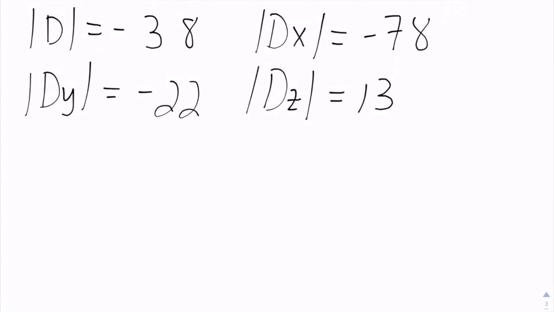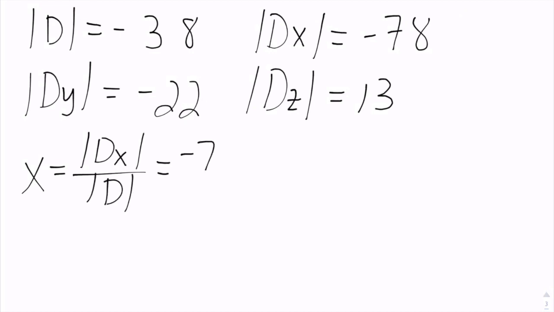Now we need to find x, y, and z. So x is going to be the determinant of D sub x over the determinant of D, which is going to be negative 78 over negative 38. And we can divide each of the numerator and denominator by 2, which gives us positive 39 over 19.